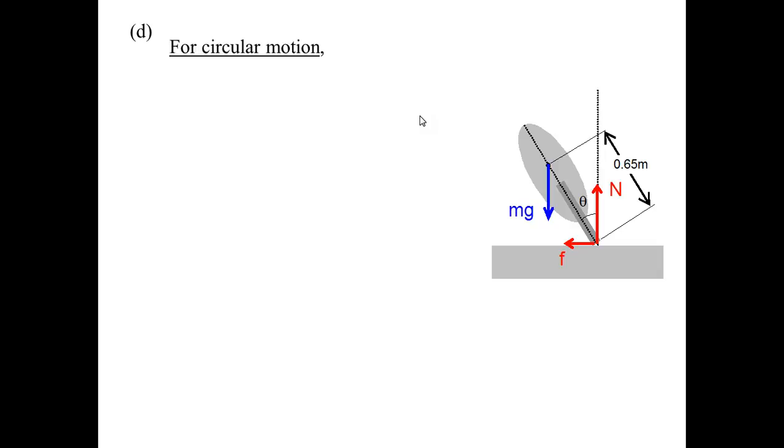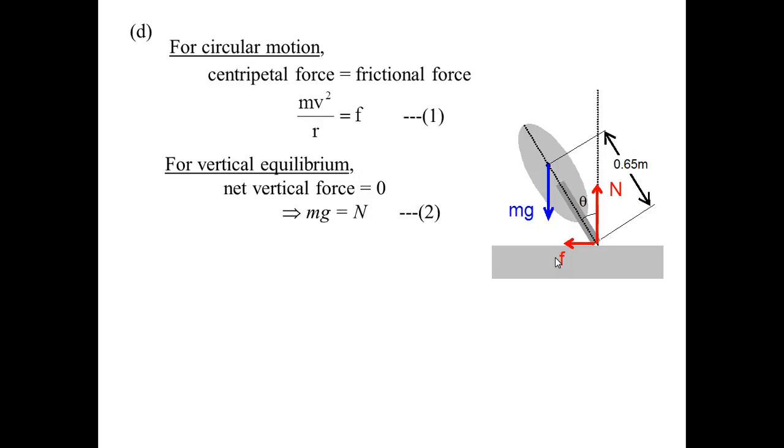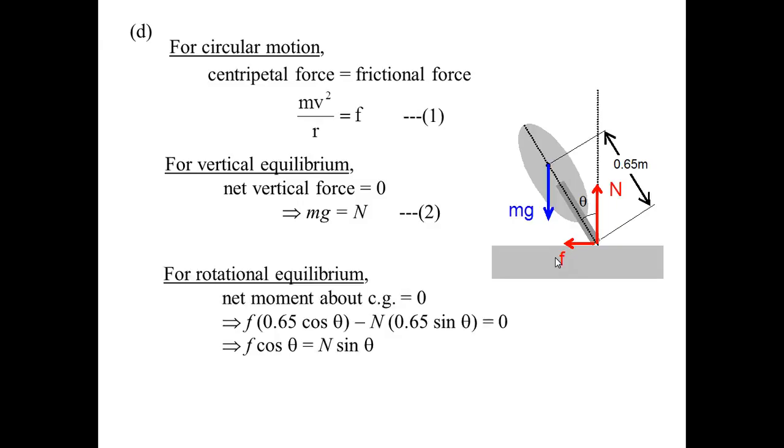So again, for circular motion, we require a centripetal force. In this case, it is provided by the frictional force. So we have F equals mv squared over r. And for vertical equilibrium, mg must equal N because the resultant force in the horizontal direction is 0. Then for rotational equilibrium, net moment is 0. So the frictional force F multiplied by the perpendicular distance.